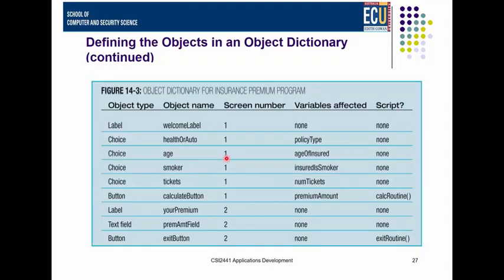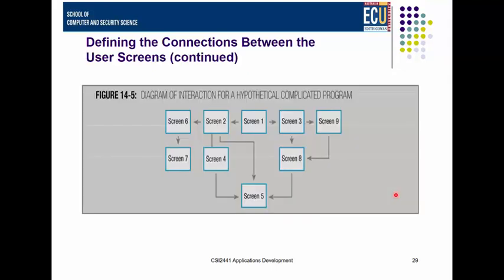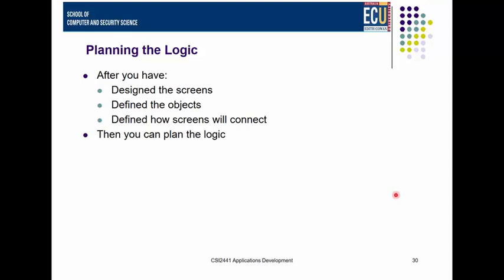And this is one example of an object dictionary for an insurance premium program. You can see that we have the controls over here, the object name, on which screen they will appear, variables affected, and whether there is any code attached to them or not. Once you have that object dictionary, then you can identify all the possible screens, the interaction between those screens, and how the user can navigate from one screen to another. If you have all this, then you can go and plan your logic.